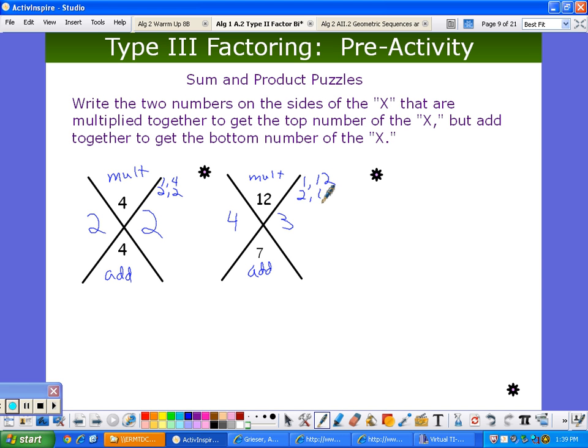No. 2 times 6, is that add to 7? Not quite. 3 times 4, that one works. So your brain is kind of running through those possibilities, and if your brain isn't running through them, write them out. Make them run through it.